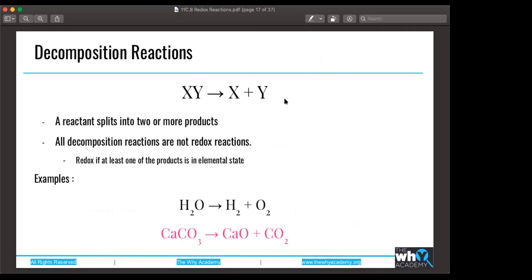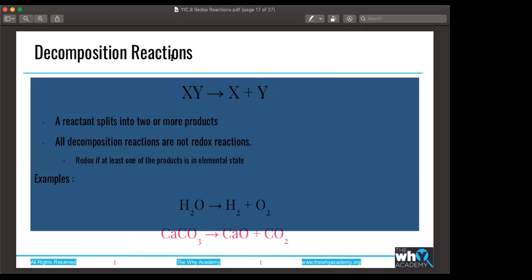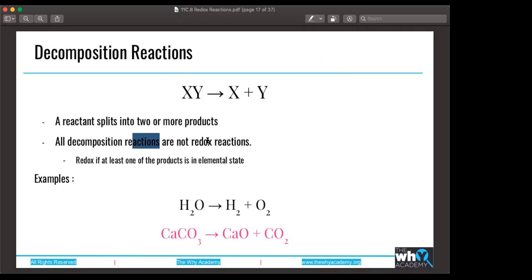Next, decomposition reaction. It is the opposite of combination reactions. So a single reactant splits into two or more products. Again, just like combination, all decomposition reactions are not redox reactions. If at least one of them is in the elemental state, again, for sure, blindly you can say that it's a redox reaction. Otherwise, you will have to look at the oxidation states to figure it out. So again, decomposition of calcium carbonate.